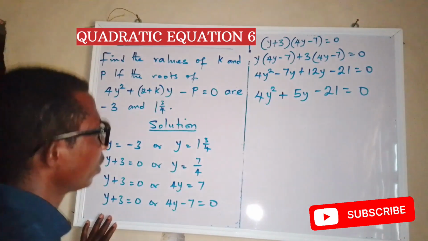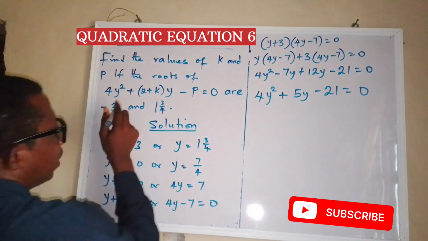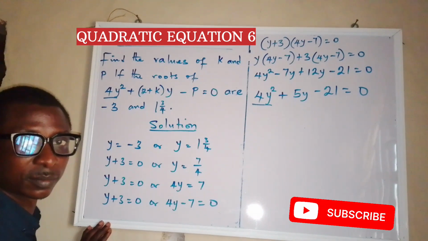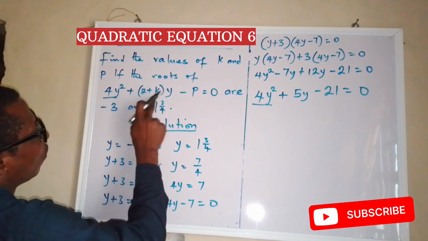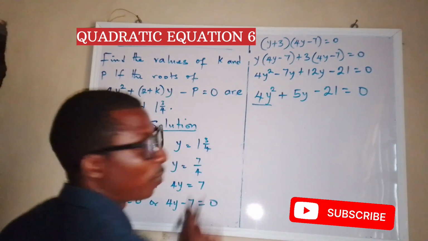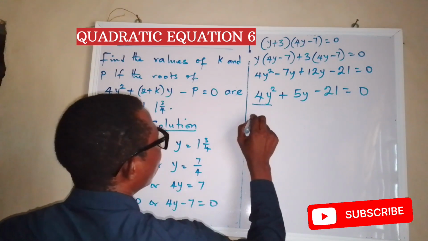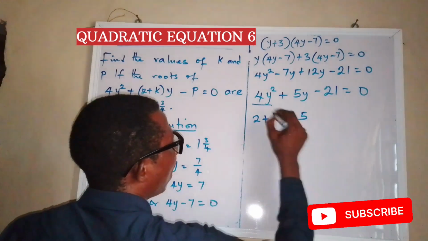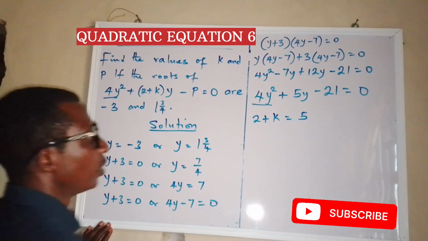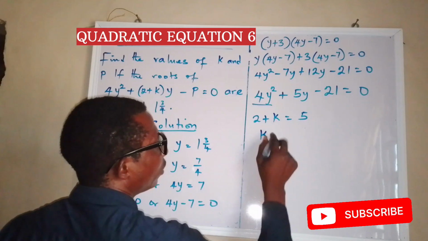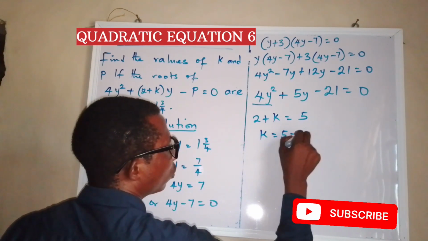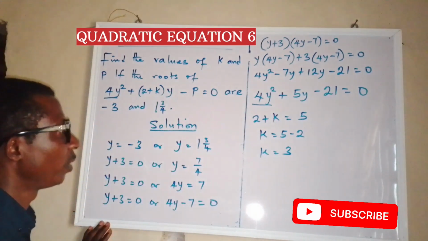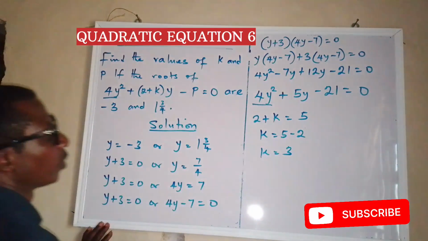Now let's compare. So let's compare this and this. Now it's so clear now that this and this are the same thing. So that means the coefficient of y here must be equal to the coefficient of y here. So that means I have 2 plus k equals to what? 5, the coefficient of y here. So you can now have k to be equals to 5 minus 2, and k is what? 3.